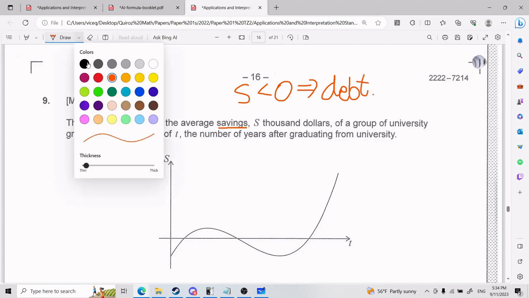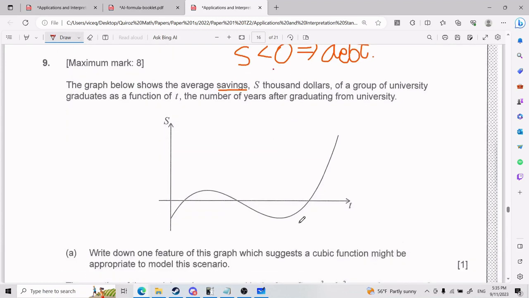So consider in this graph, where do I have an S that is negative? Because S is my Y value, right? Anything above the 0 is going to be positive, and anything below is going to be negative. So depending on whether I'm above or below the x-axis is whether it's positive or negative. So here they're in debt, from here until here. Later on, they're in debt from here until here.